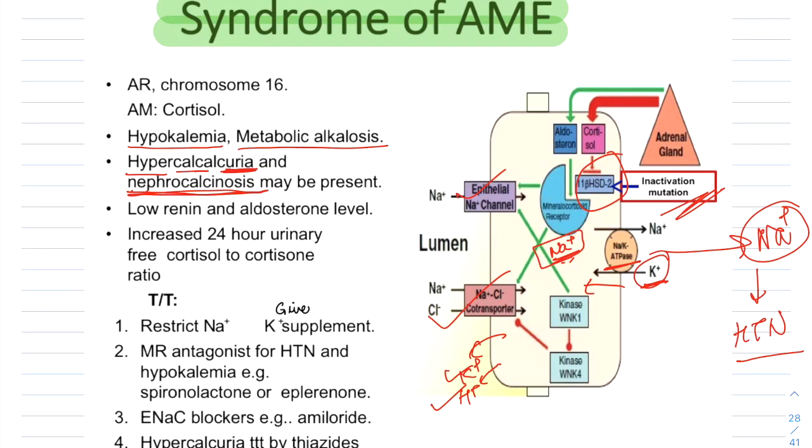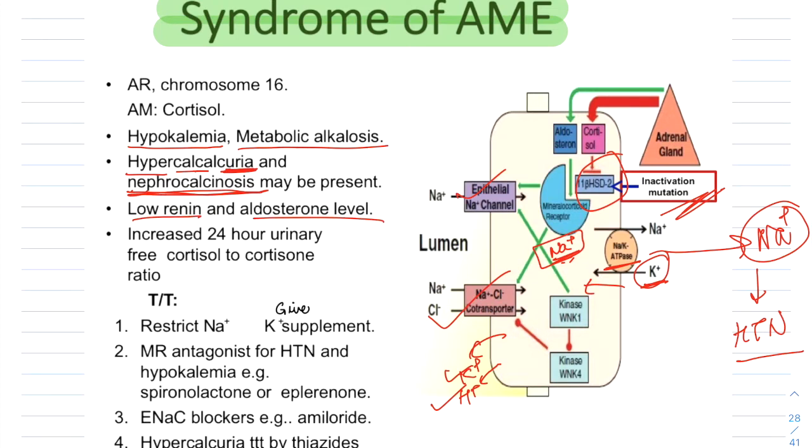As sodium reabsorption is increased, there will be plasma volume expansion, thus leading to the suppression of renin and aldosterone, and thus suppression of the RAS, the renin-angiotensin-aldosterone pathway, and thus there will be low renin and aldosterone levels.